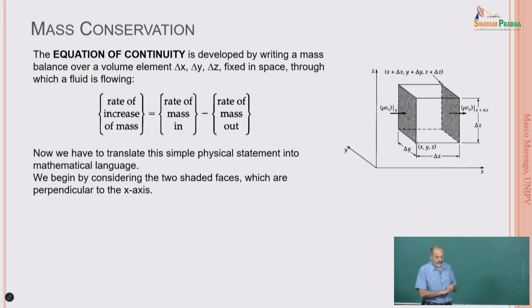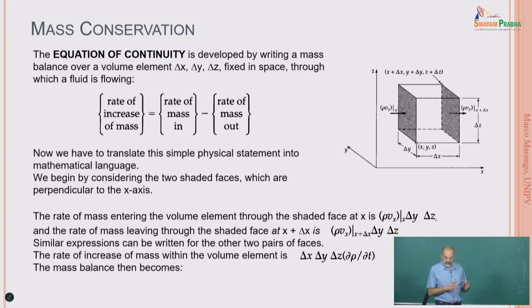Okay, so the first balance is of course the mass continuity. So it is the balance of the mass, and inside the volume, the rate of increase of the mass must be equal to the mass that is coming in minus the mass that is going out. Obvious, okay? Now we need to translate this sentence into mathematics. How can we do it?